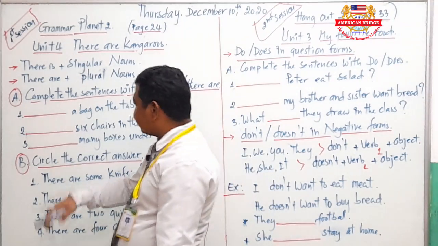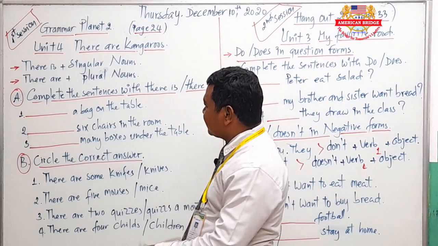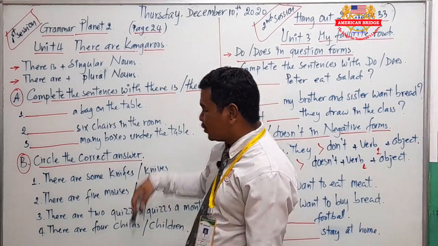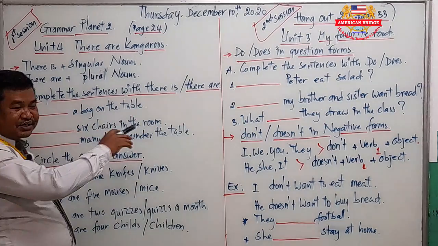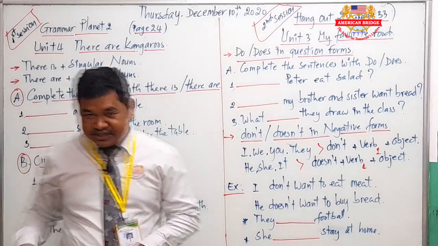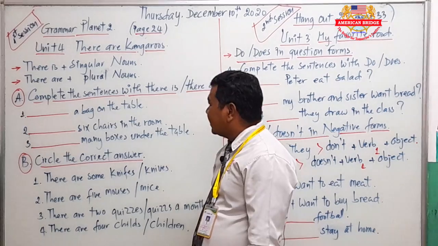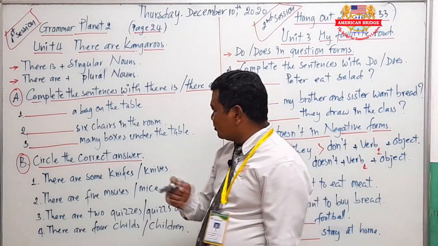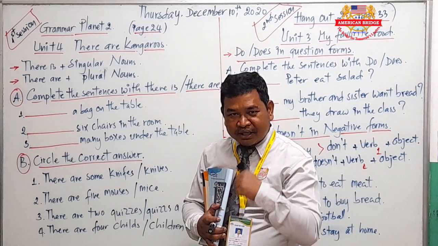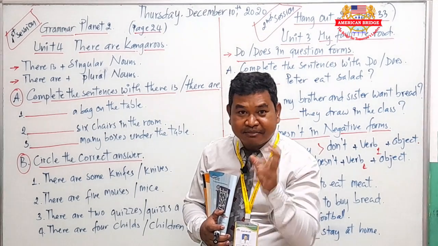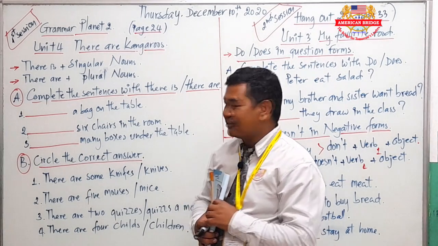So it's time that you practice doing exercises with me, whether you do them correctly or not. We have complete the sentence with there is or there are, and the other one, circle the correct answer. I think that you already understand this, because when you know about singular noun and plural noun that I mentioned yesterday, you have to do it correctly, right? Okay, so start to do it with me right now.